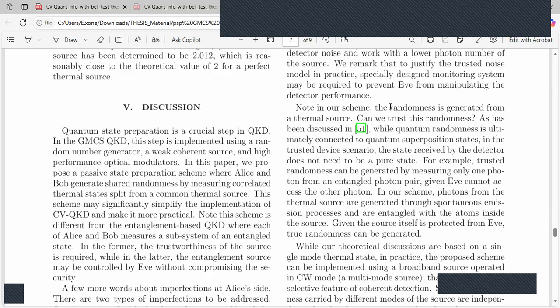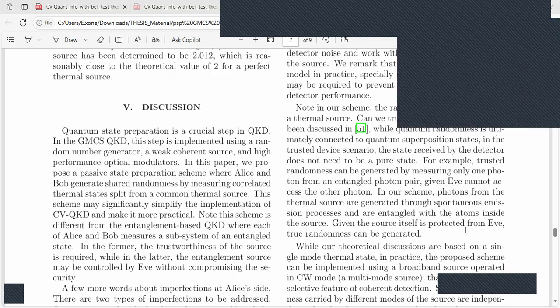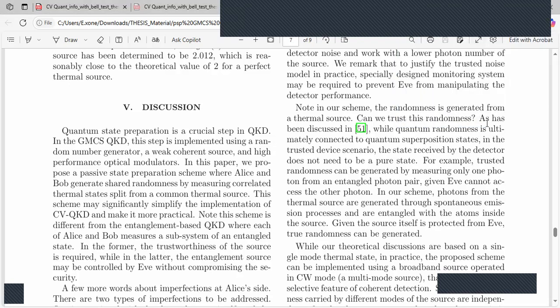So it is answering the question of whether we can trust this randomness, because the photons in the thermal state can be captured by Eve, and the overall randomness might not be trusted. This is answered by the argument that the thermal source is going to be in a trusted laboratory, that is the ALSIS laboratory, so there is no question on the guarantee or the untrustedness of the randomness.